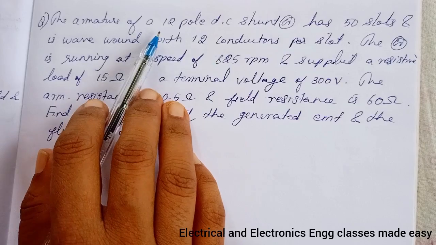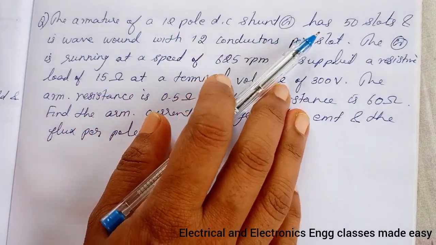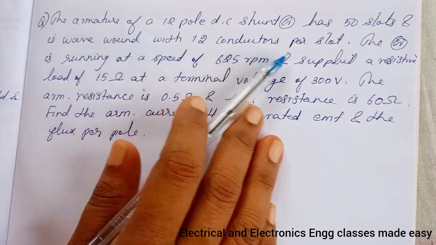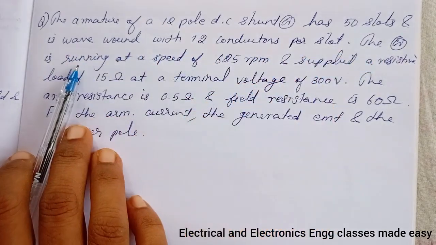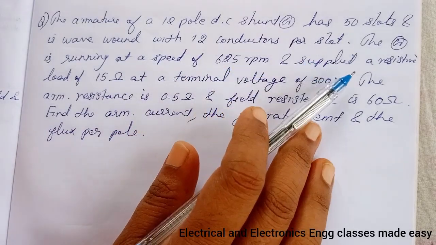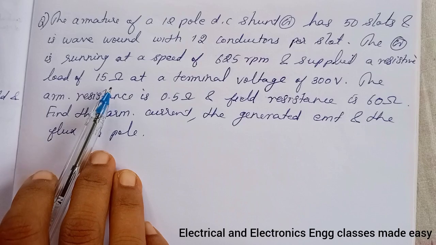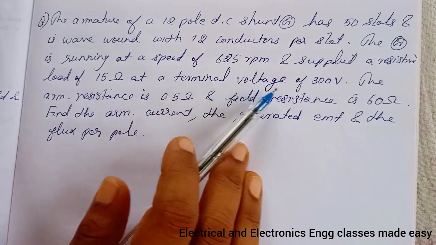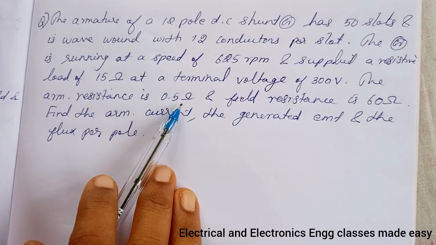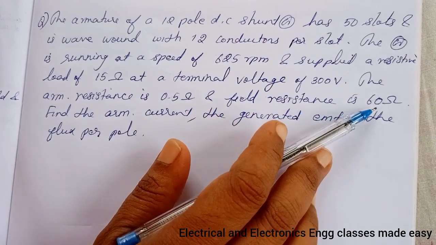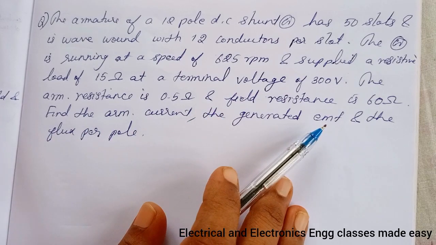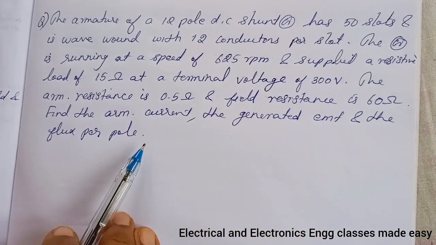The armature of a 12-pole DC shunt generator has 50 slots and is wave wound with 12 conductors per slot. The generator is running at a speed of 625 rpm and supplies a resistive load of 15 ohm at a terminal voltage of 300 volt. The armature resistance is 0.5 ohm and field resistance is 60 ohm. Find the armature current, the generated EMF and the flux per pole.